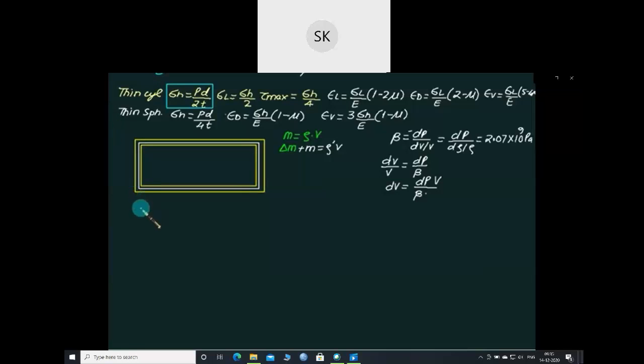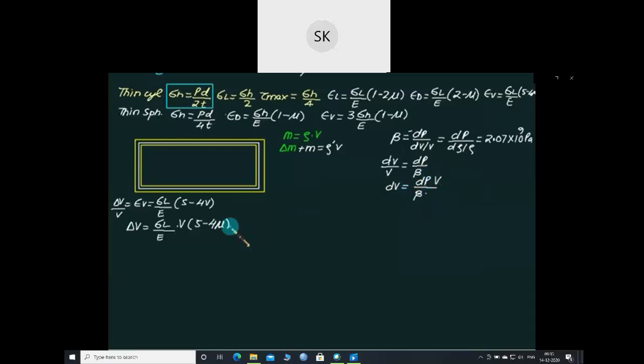So how much total volume is changed? First, due to pressurization of the thin cylinder, the volume change will be equal to sigma L by E into 5 minus 4 times mu. So delta V from this one we can calculate. This is just due to pressurization. If you just pressurize this by gas, then the tank volume will be changed by sigma L divided by E multiplied by V multiplied by 5 minus 4 times mu. And this much is the change in pressure because of the compression of the pump.